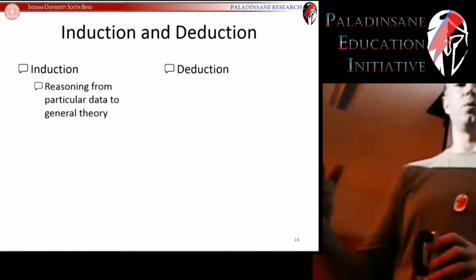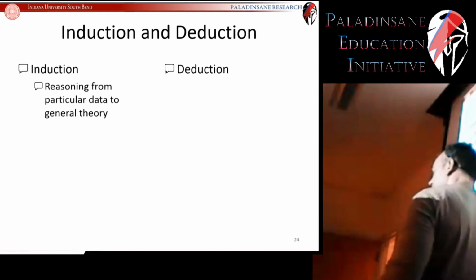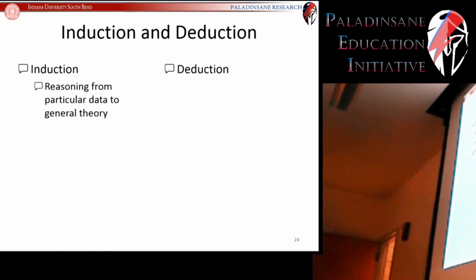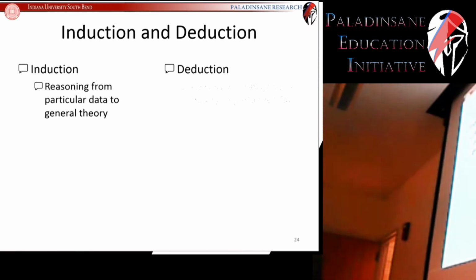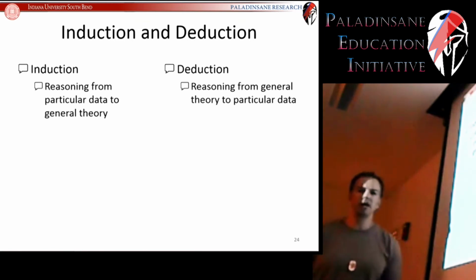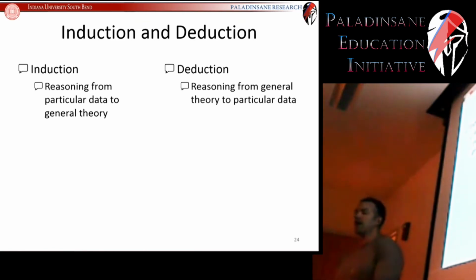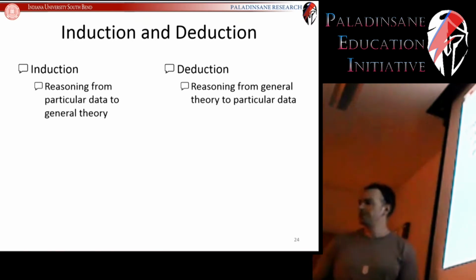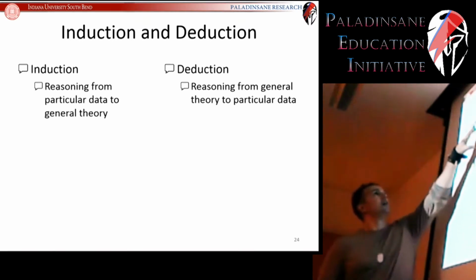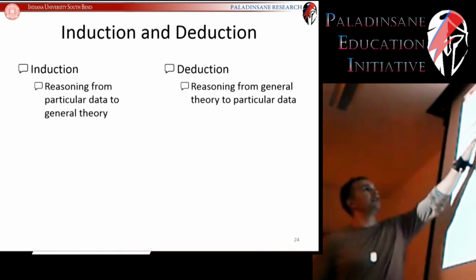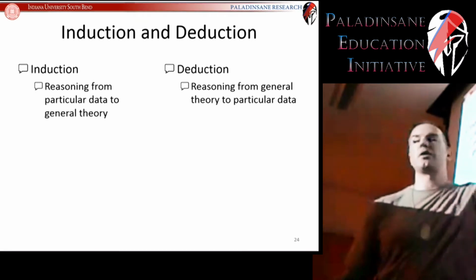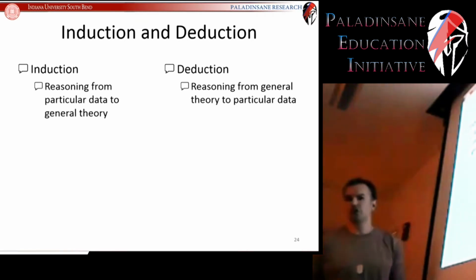Induction is when you reason from a particular piece of data to a general theory. Deduction, on the other hand, is when you reason from a general theory to a particular piece of data. So you'll notice that these two are flip sides of each other. With induction, you take a look at something and then you generalize to a theory. With deduction, you take a look at a theory and you generalize to a particular situation.